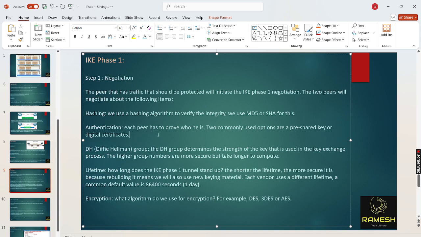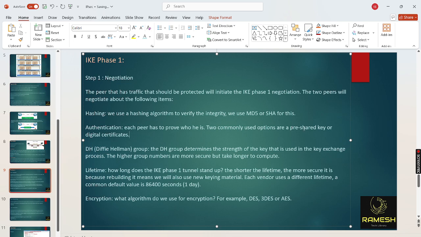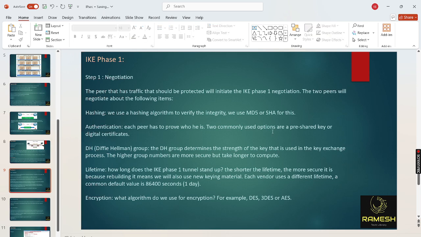Mostly digital certificates are not used, but most probably a pre-shared key is used between the two IPsec peers, because it is an easy way to get authenticated and an easy way to configure. At the time of configuration we configure the pre-shared key, and the same pre-shared key will also be used on the other side. We come to know this when we are configuring the IPsec.